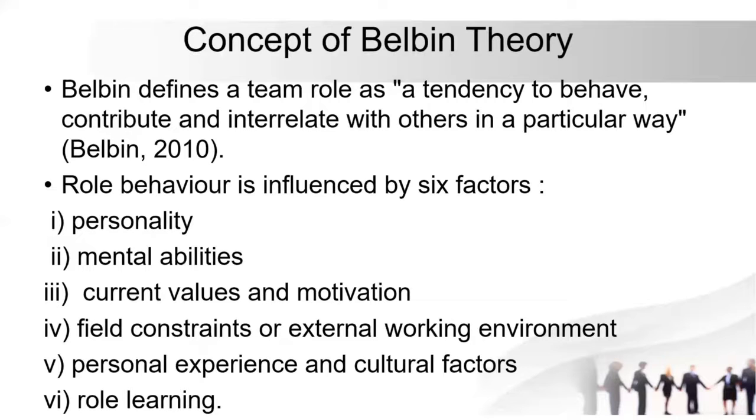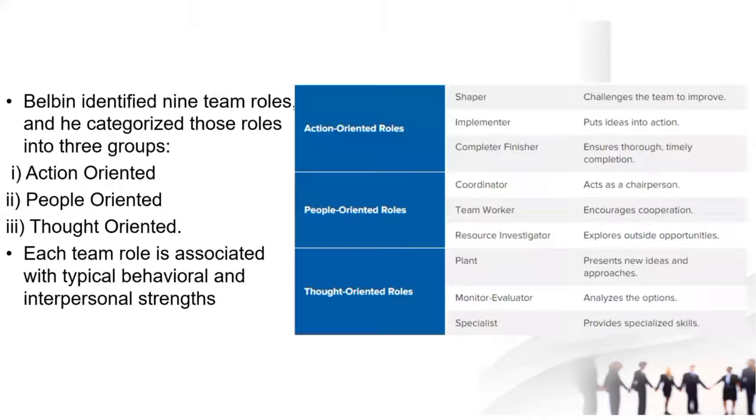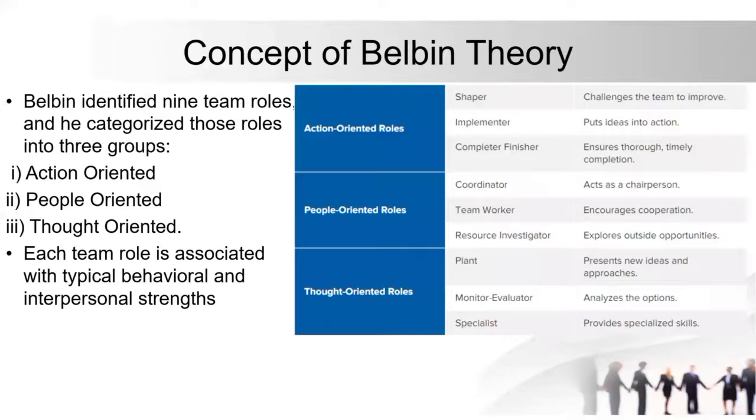So, the basic concept of Belbin theory. Belbin defined a team role as a tendency to behave, contribute and interrelate with others in a particular way. Belbin role behavior is influenced by six factors: personality, mental abilities, current values and motivations, field constraints or external work environment, personal experience and culture, and lastly role learning.